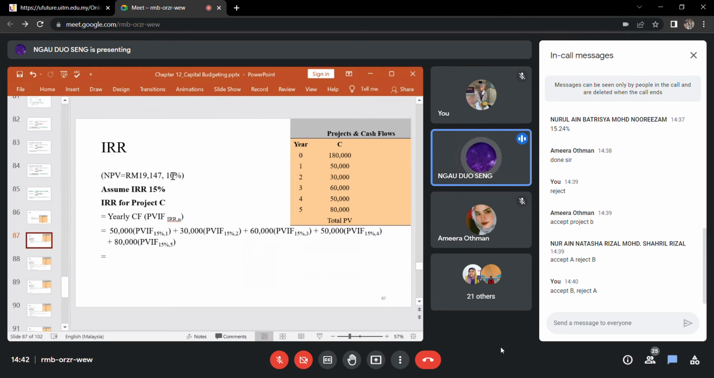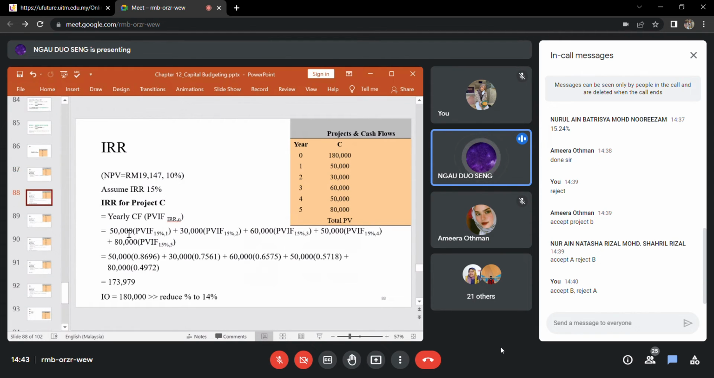So now we calculate, so we assume that IRR is 15%. So we put 15%, the procedure is the same. 15% present value interest factors, then year 1, continue and so on. Then we calculate. So we have 133,000. After we calculate, we have 133,000. We check on the initial outlay, which is 180. So it is smaller.